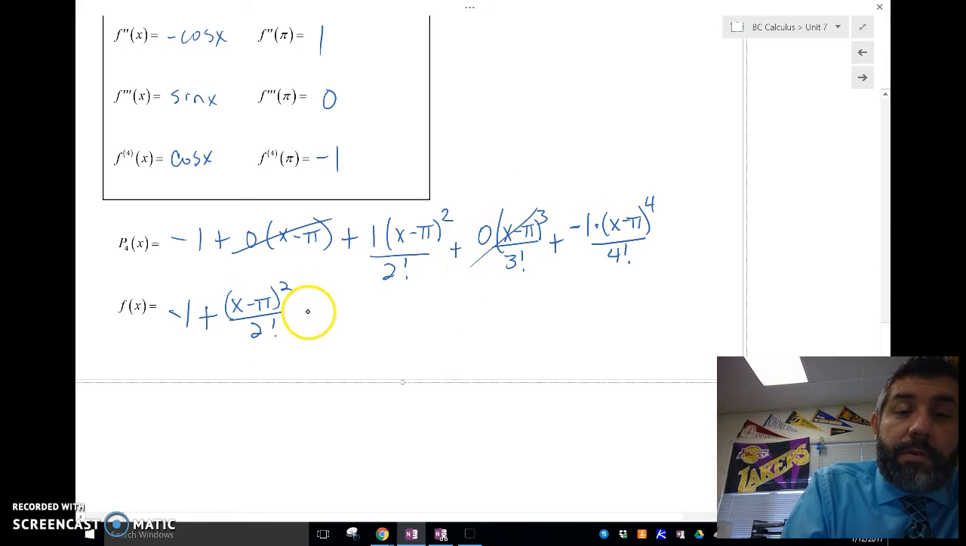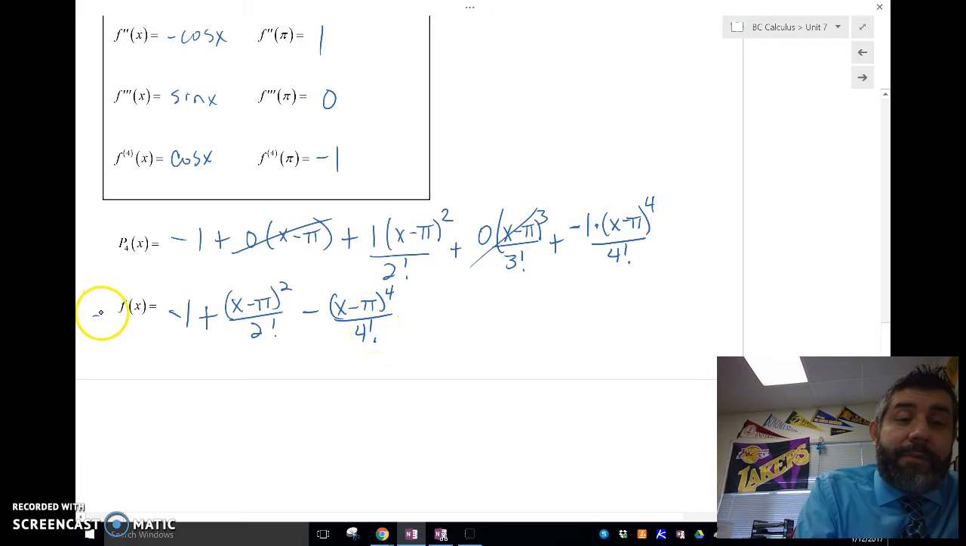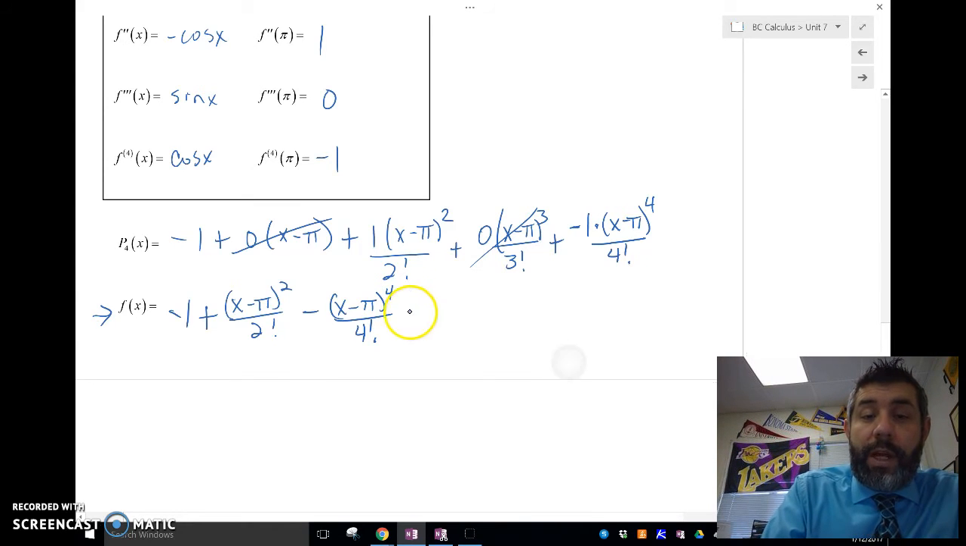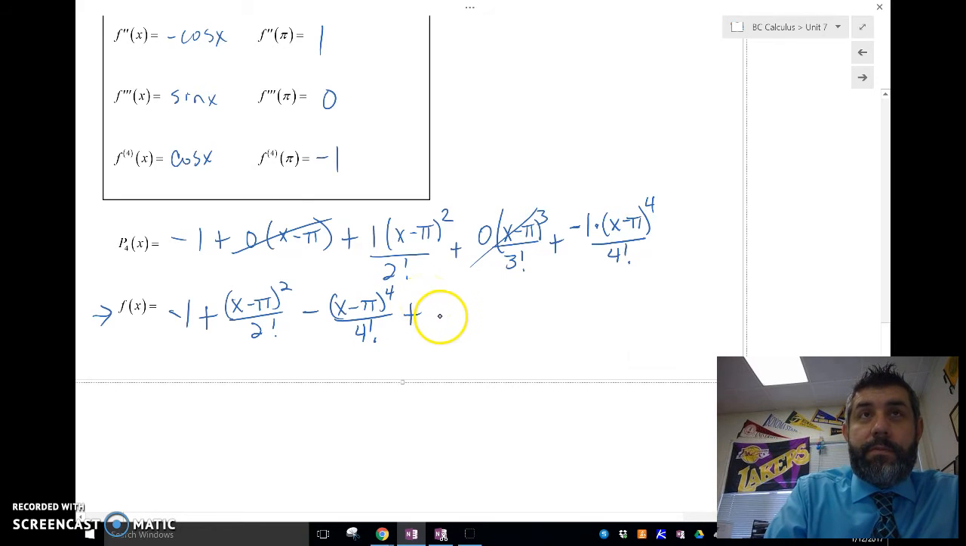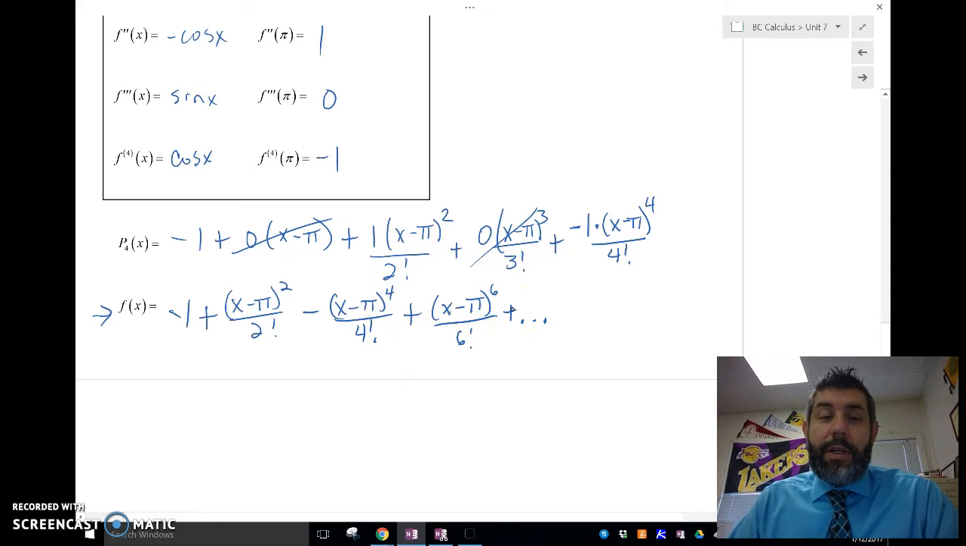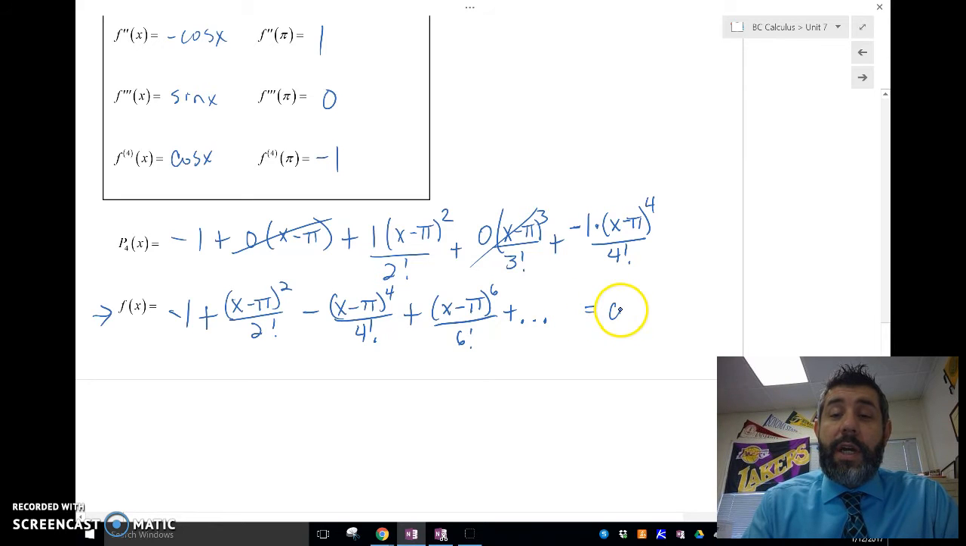We don't need this one, minus x minus pi to the 4th over 4 factorial. Now, this one's asking for f of x here. So f of x is the Taylor series. We're going to have to go on forever. Let's put one more here. And we'll go dot, dot, dot. Even though we know it's going to alternate negative, positive, we'll still put a plus there so we can do our dot, dot, dot. Okay, so there is the Taylor series. Now, this Taylor series represents cosine x.